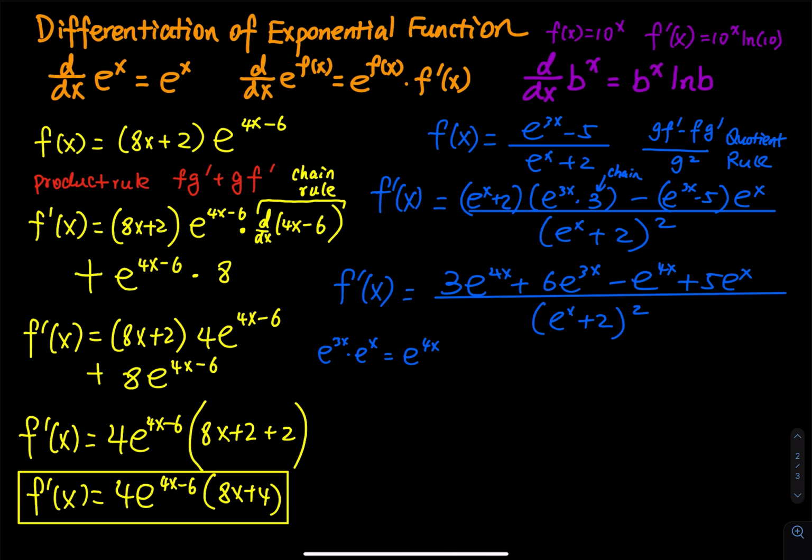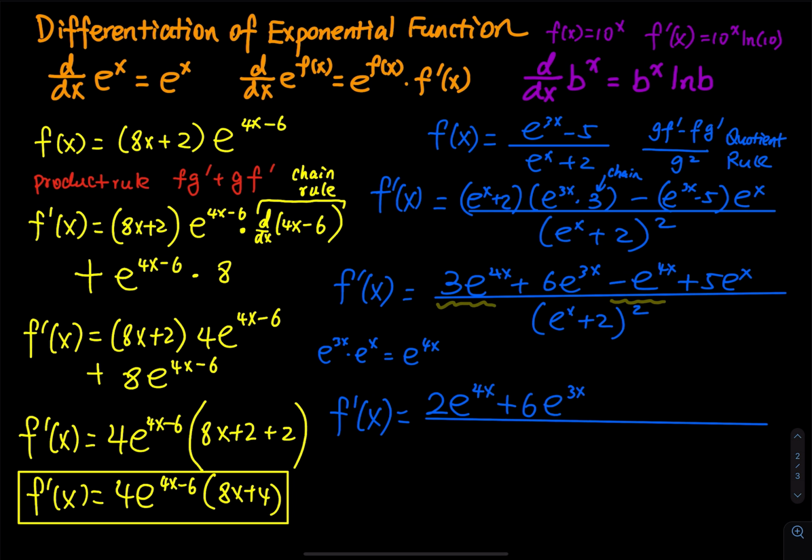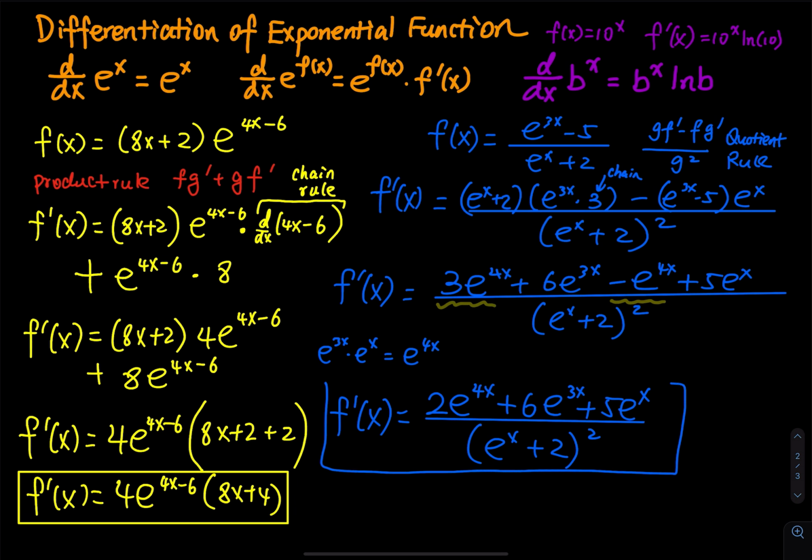And then we can combine the like terms. This is e to the 4x, this is e to the 4x, and 3 minus 1 is equal to 2. Our final answer is f prime of x equals 2 e to the 4x plus 6 e to the 3x plus 5 e to the x, divided by (e to the x plus 2) squared. So that's it. Let's erase the extra fraction bar, and then we box our final answer. And this problem is done.